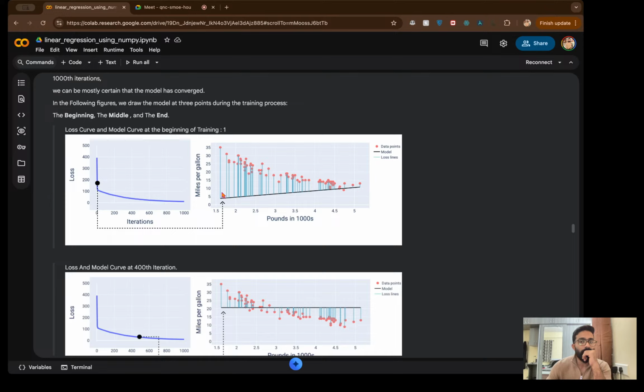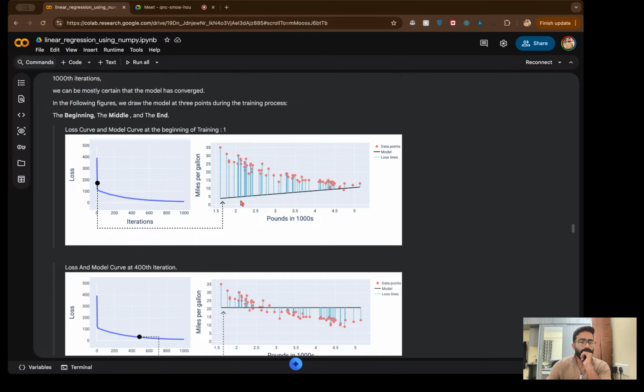And this blue line is representing the loss line. Obviously, the red dots are the data points, but these blue lines are the loss lines. What do I mean by loss line? The difference between the actual value and the predicted value. I don't care whether the model is giving more or lesser value. I only care about the difference between the actual value and the predicted value. Through that, I will calculate the loss.